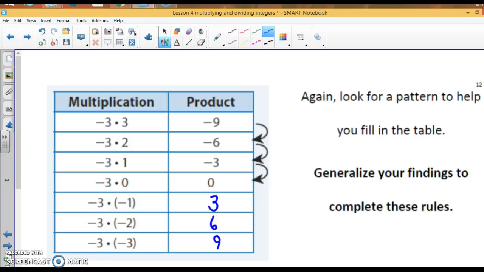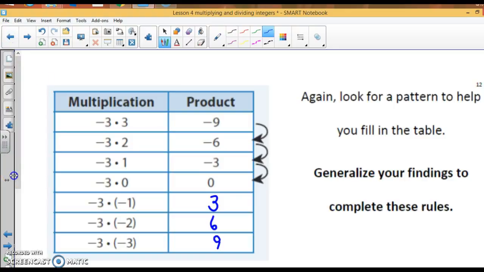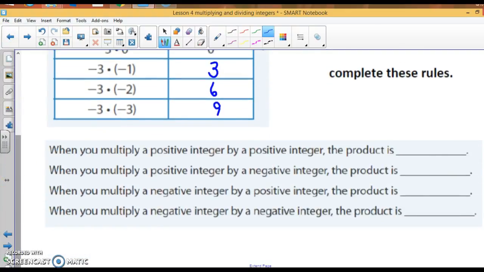All right, let's see if we can come up with a rule. So, I'm going to tell you right now the rules. When you multiply a positive integer by a positive integer, the product is positive. If you multiply a positive by a negative, we got a negative. A negative by a positive, we got a negative. And a negative by a negative, you get a positive. So this is the rule, and I want you to write this down.